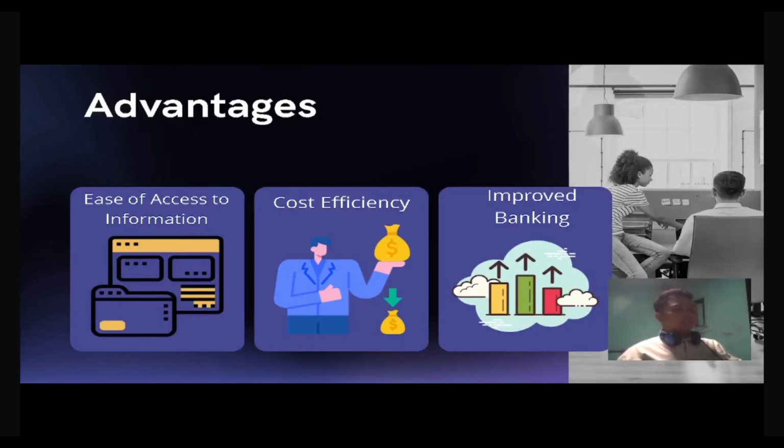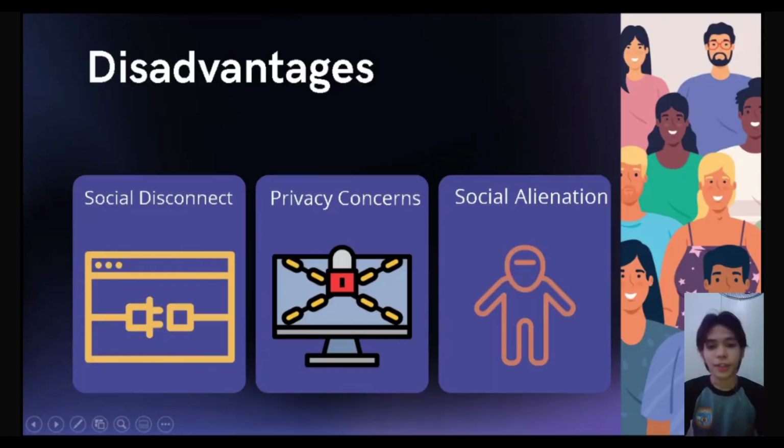The advantages of information technology: first, the ease of access to information. The second one is cost efficiency, and the last is the improvement of banking. Now, the disadvantages of having instant access to knowledge. The first one is social disconnection.